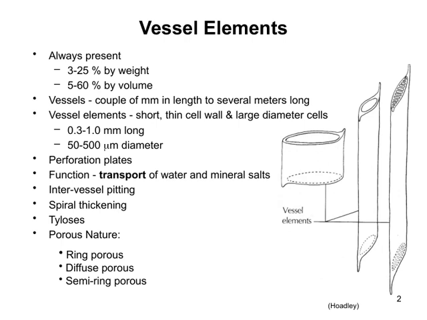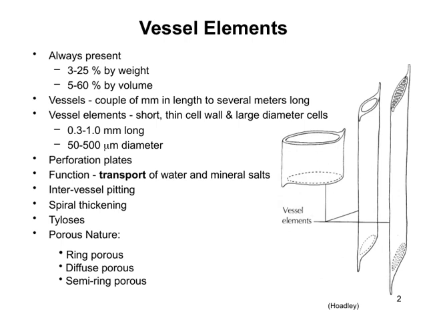Vessel elements are shorter and thinner-walled compared to other cells, with a large diameter that allows efficient water flow. Their length is usually between 0.3 to 1 millimeter, and their diameter ranges from 50 to 500 micrometers. One key structural feature is the perforation plates, which are openings at the end walls that facilitate water movement between vessel elements.